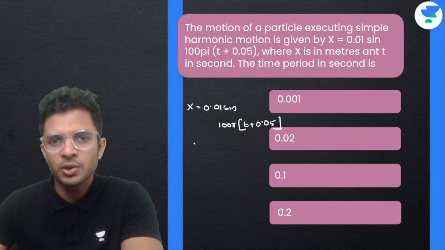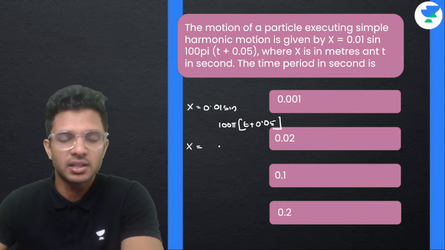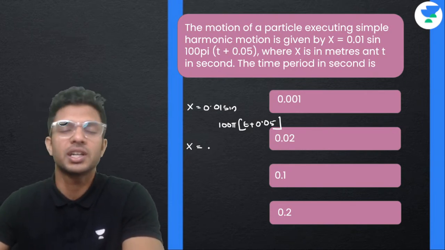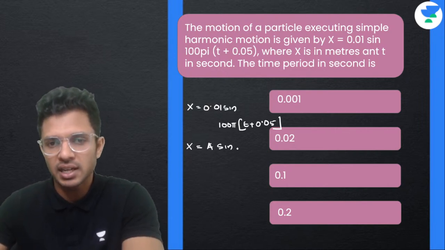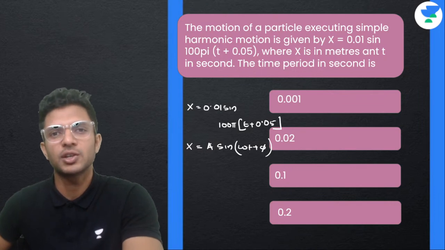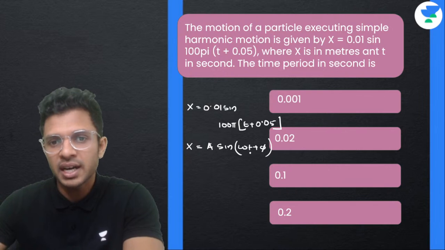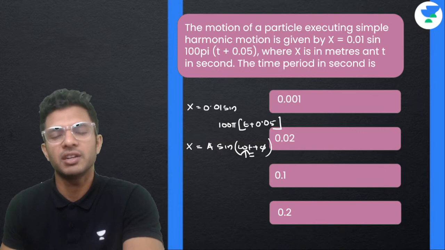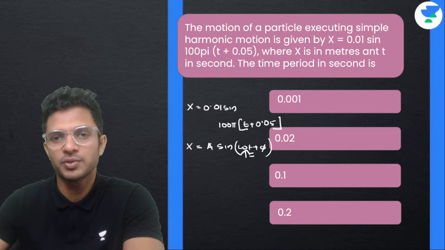For that, we should know what the basic equation is for any particle undergoing oscillatory motion or SHM. What is the basic formula? Yes, it is A sine omega t plus phi. Isn't this the basic formula for any particle undergoing oscillatory or SHM motion? Here you can see that whatever is the coefficient of time, that will correspond to omega. Do you agree with me on that? So, check in the above equation for SHM, what is the coefficient of time?